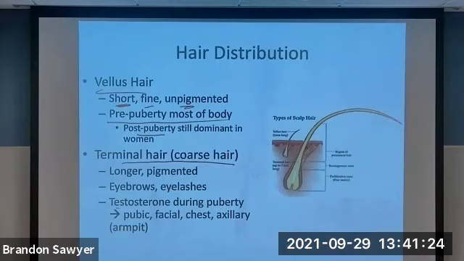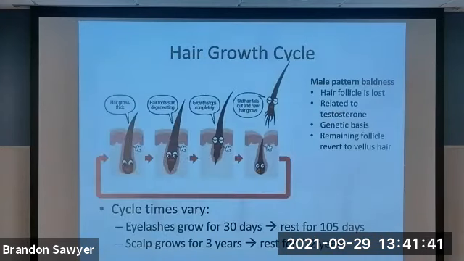Okay. Testosterone during puberty will cause certain hair follicles to shift from being vellus hair follicles to terminal hair follicles in both males and females. All right, so the hair growth cycle. This is just a funny little cartoon that I found that shows it pretty well.